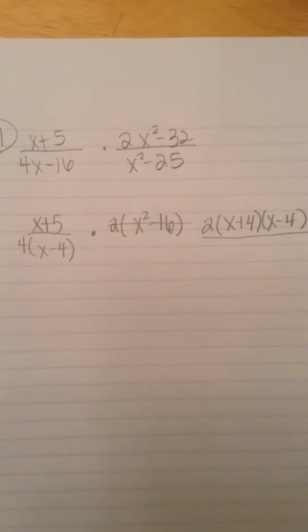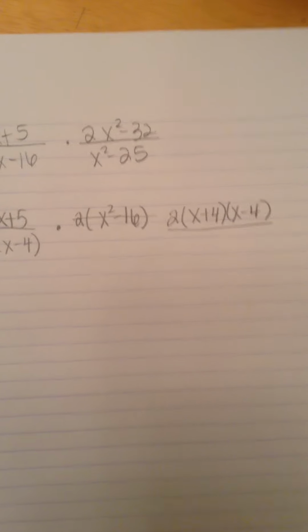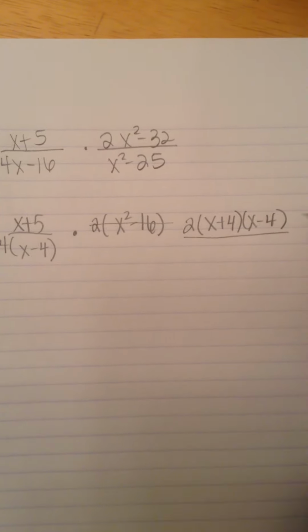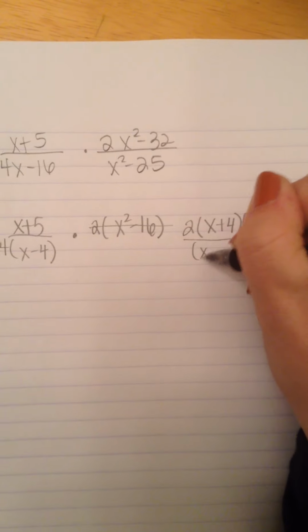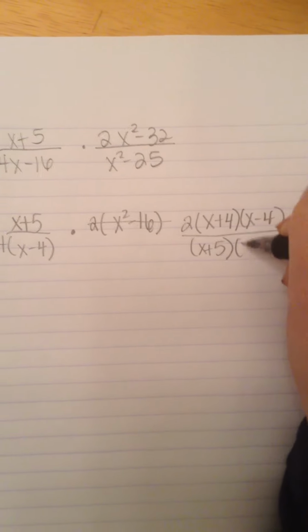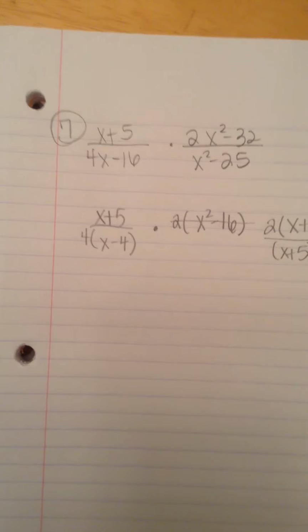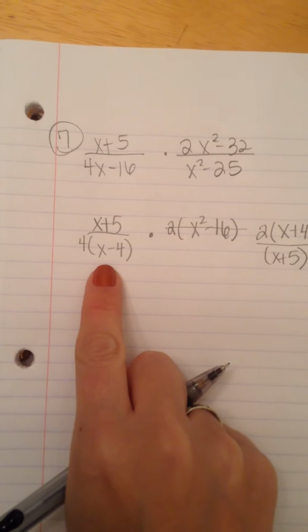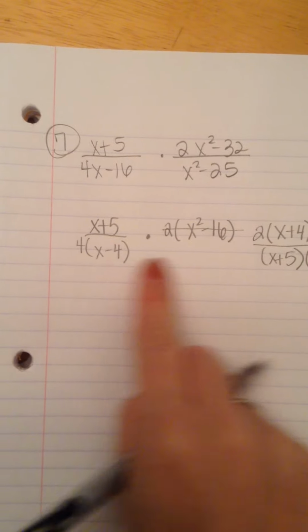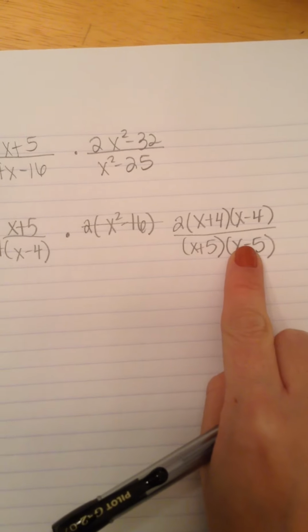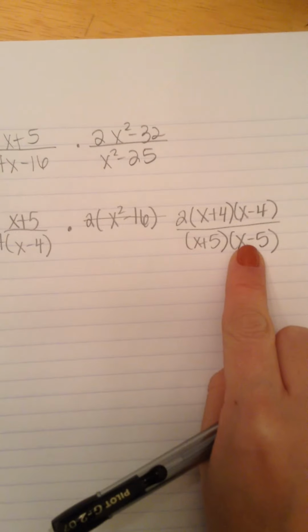The denominator of x squared minus 25 is also a difference of squares that can factor as x plus 5 and x minus 5. So then I have the two rational expressions being multiplied together of x plus 5 over 4 times x minus 4, and 2 times x plus 4 times x minus 4 over x plus 5 times x minus 5.